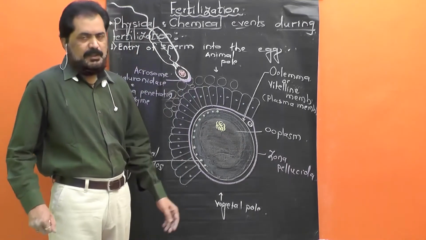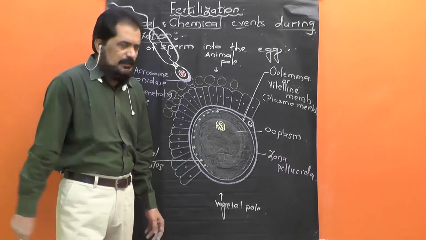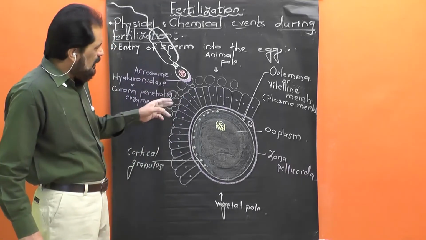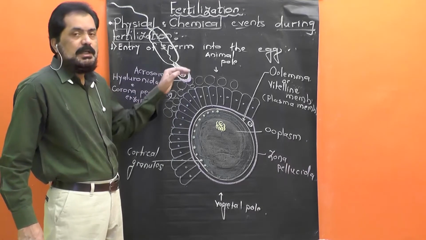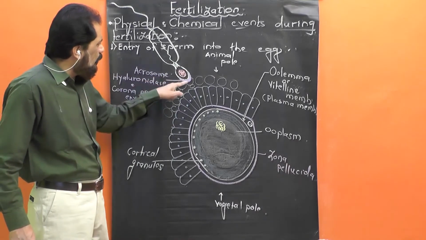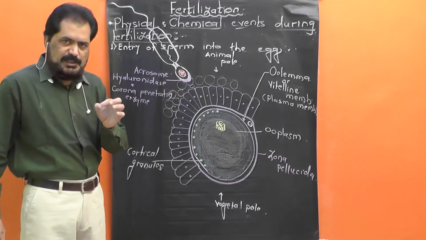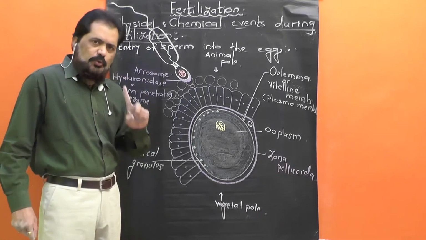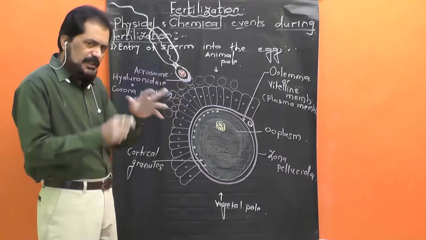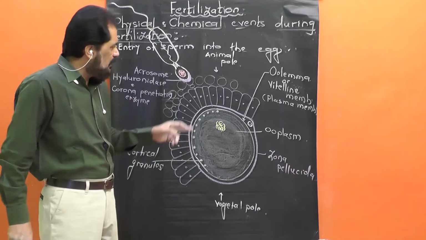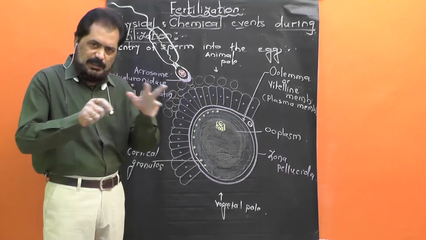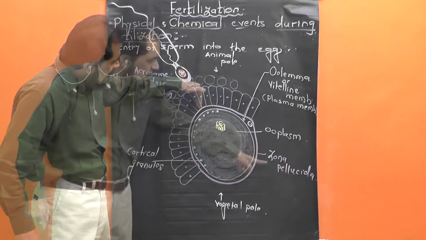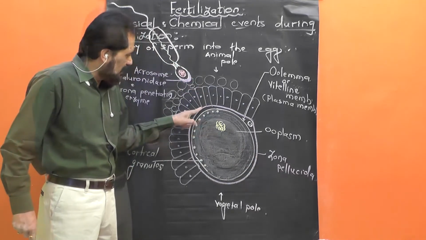Let me show in the diagram. What did I say? When the capacitated sperm reaches near the ovum, generally towards the animal pole, the acrosome of the sperm releases the enzymes hyaluronidase and corona penetrating enzyme. Due to these enzymes, the follicular cells also get dissolved, broken down. The cells of the corona radiata are also dissolved, and the sperm now reaches near the zona pellucida, isn't it? Zona pellucida. Look at the diagram.